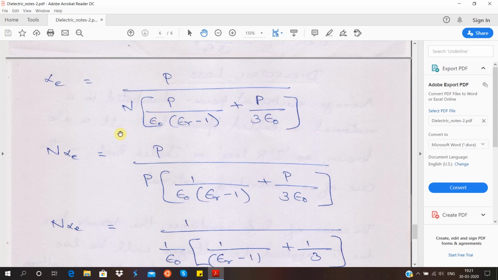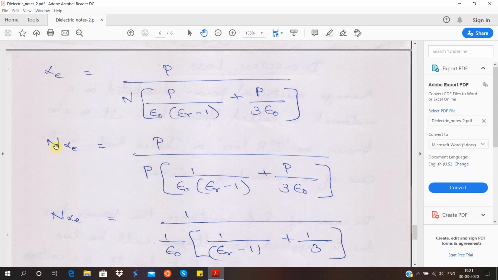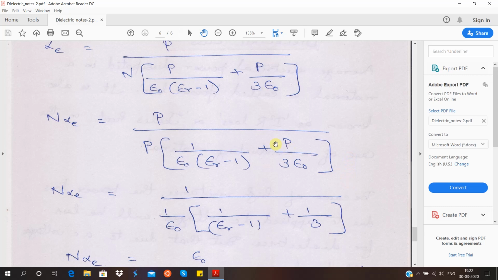Now the next job is to simplify this and get a relation. So what we are going to do is, I just bring this N, it's 1 over N on the right hand side, when it goes to the left hand side, N gets multiplied and becomes the numerator. So it becomes N alpha E is P divided by, and in the denominator, since P is common, I am taking out P. Oh, sorry, there is a mistake here. This should be 1. So we are basically taking out this factor P from the denominator. So it becomes P here, and 1 by epsilon naught into epsilon r minus 1 plus 1 by 3 epsilon naught.